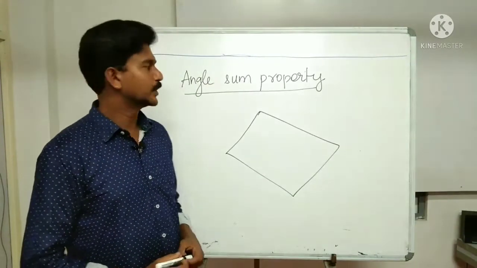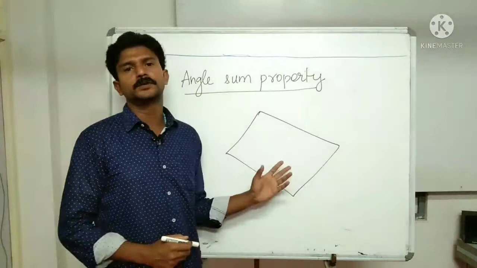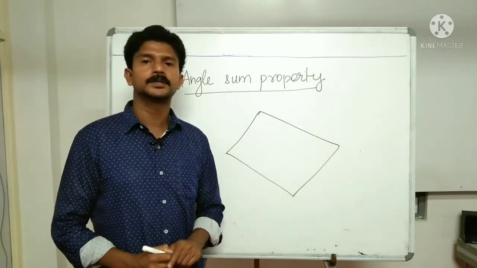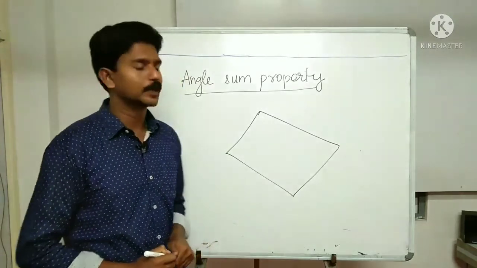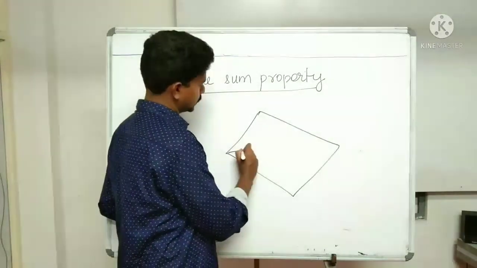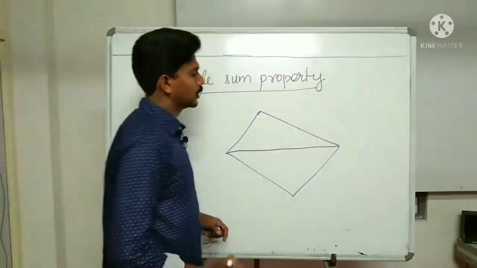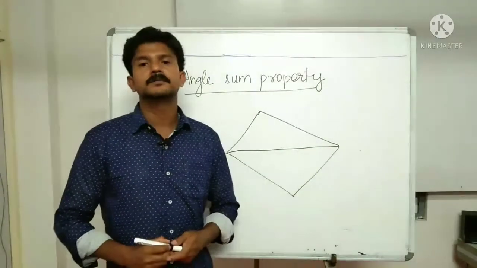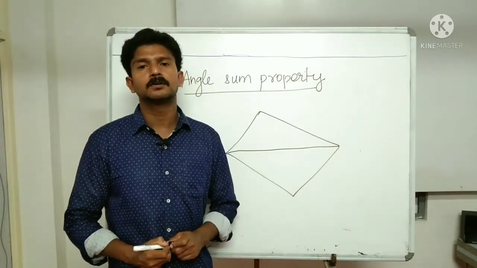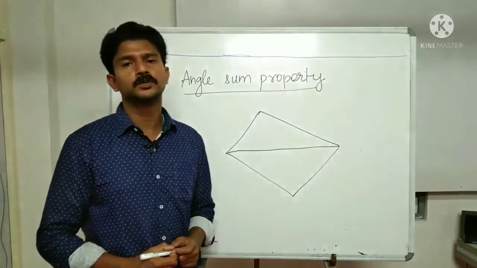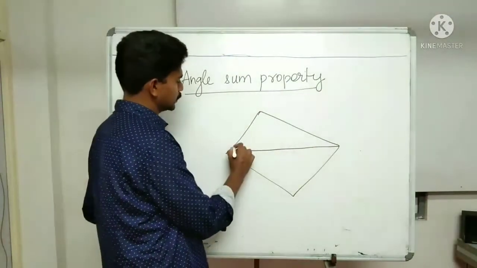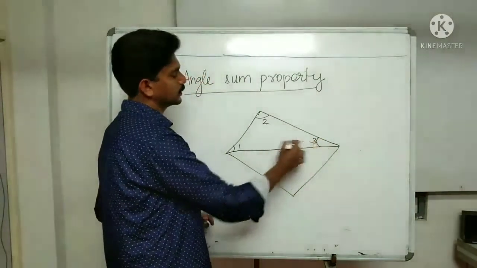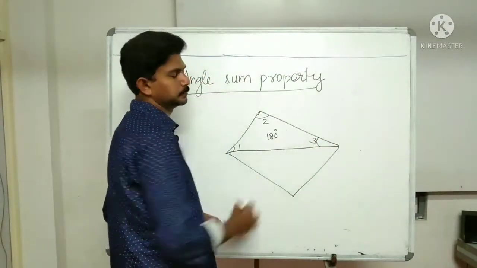Dear students, next we are going to understand the angle sum property of a quadrilateral. You already learned the angle sum property of a triangle. Let us split this quadrilateral into two triangles. We know that the sum of the measures of angles of a triangle is equal to 180. We can take this angle 1 and angle 2 and angle 3. When we add these three angles, we get the sum as 180.